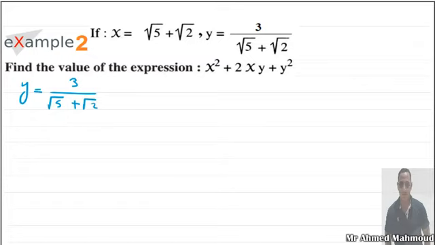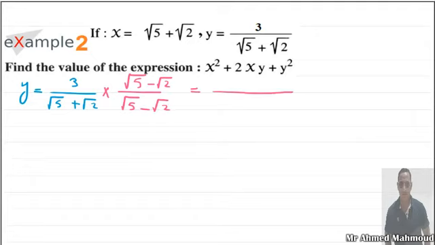square root 2. To simplify any fraction from this kind, we are going to multiply up and down times the conjugate of the denominator. Again, up and down times the conjugate of the denominator. It will be root 5 minus square root 2, and here root 5 minus square root 2.